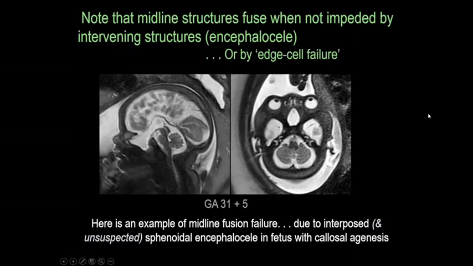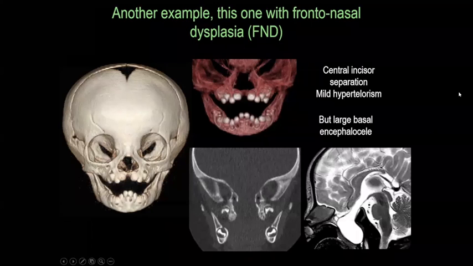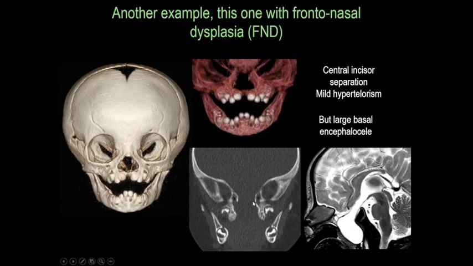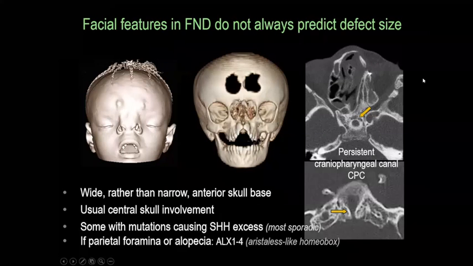Here is an example of midline fusion failure in a 31-week fetus. It's due to interposed and actually unsuspected sphenoidal encephalocele in a fetus who happens to have callosal agenesis. Here is that large defect here and here. Another example, this one with frontonasal dysplasia, shows a very large defect here and here. It's not the same child. And you can see that there is central incisor separation, mild hypertelorism, but there's a very large basal encephalocele. Facial features in frontonasal dysplasia do not always predict defect size.